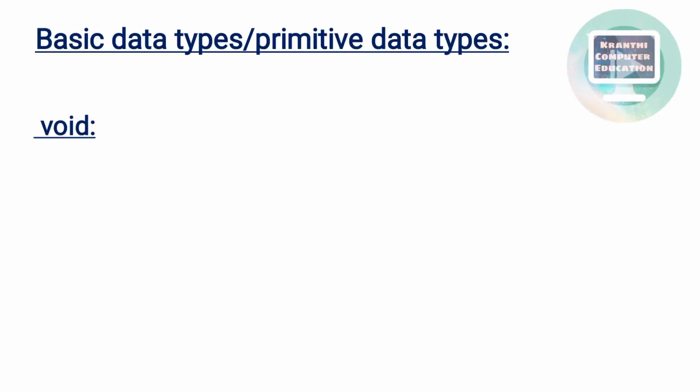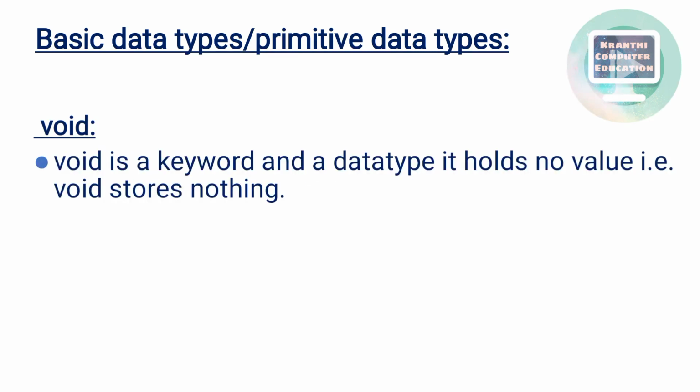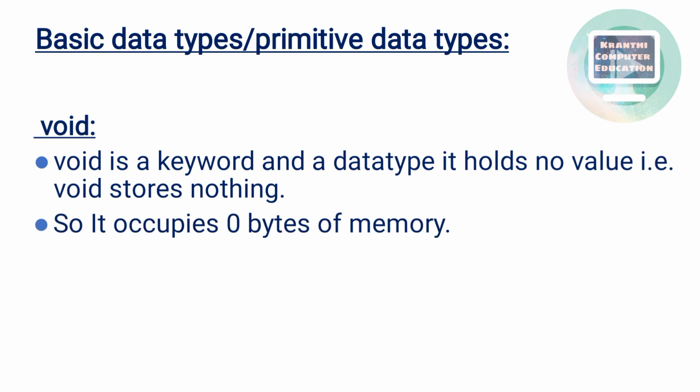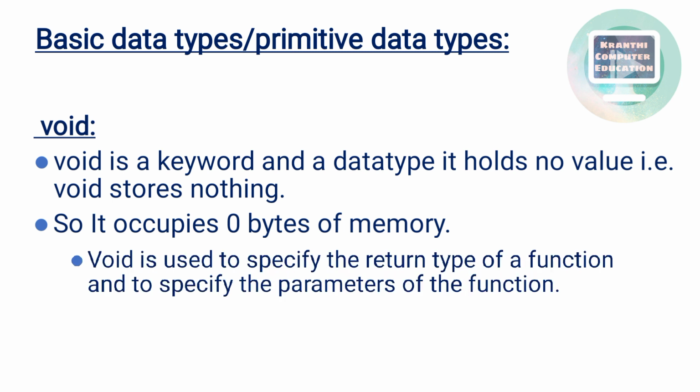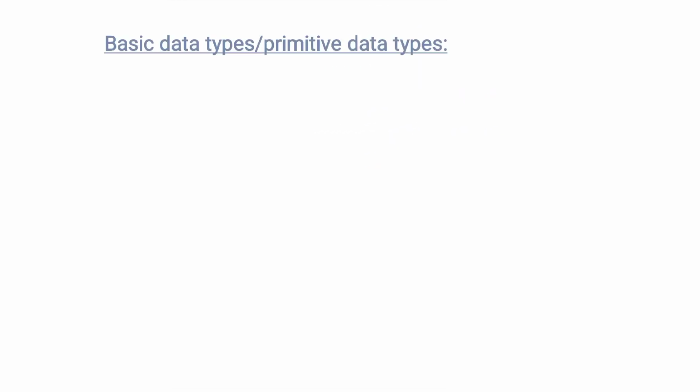Next we will see the last primitive data type, that is void. Void is a keyword and it is a data type. It is used to hold no value, that is, void stores nothing. So void doesn't store anything, that's why void occupies 0 bytes of memory. So no memory is needed because nothing is stored inside the void. Void is used to specify the return type of a function and it is used to specify the parameters of the function.